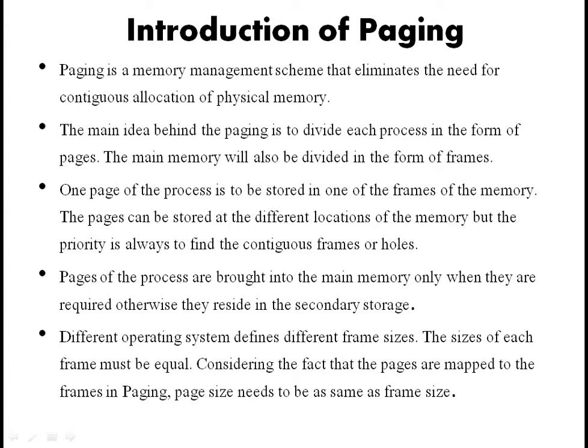Here there are two parts, that is the logical address and physical address. The logical address is divided into pages for each process, and our physical address, that is the main memory, is divided into a number of frames, and both are mapped to each other. In the mapping, page size is equal to frame size.